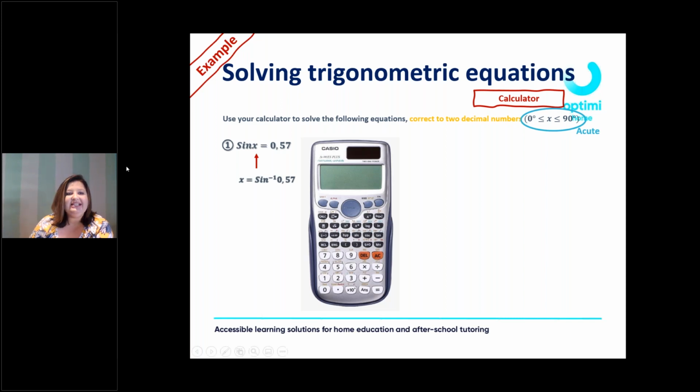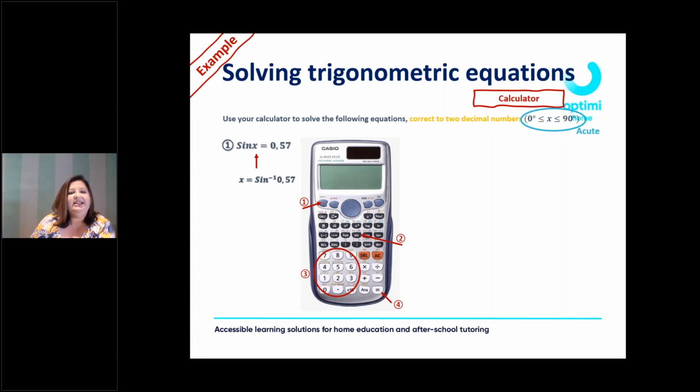So how am I going to calculate this angle? Firstly, you will press your shift button, or with the Sharp, they call it the second function. So shift button, and I am working with sin, so the next button will be your sin. And you will see that the screen shows sin to the power of -1. Then you punch in your value over here, 0.57, and press equals. And that's when you'll get your answer.